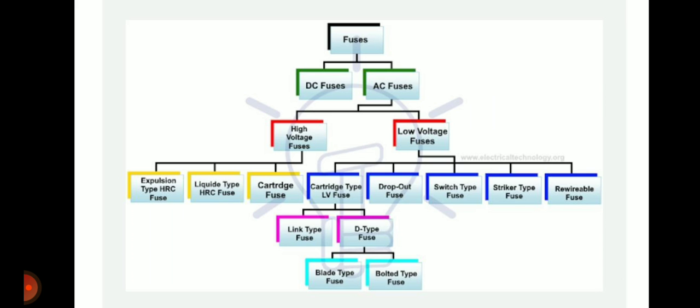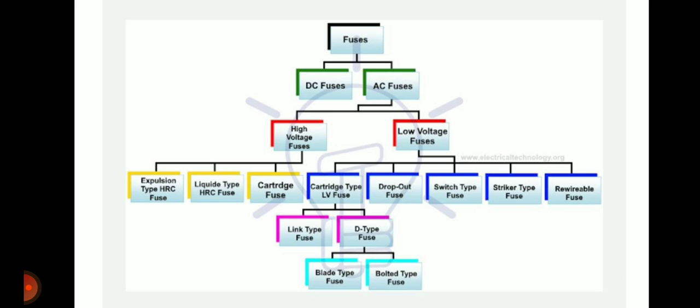And now types of fuses. There are two types: DC fuse and AC fuse. In DC fuse, there are no sub-branches, but an AC fuse is divided into two, that is high voltage fuse and low voltage fuse. The high voltage fuse is again divided into three: expulsion type HRC fuse, liquid type HRC fuse, and cartridge fuse.